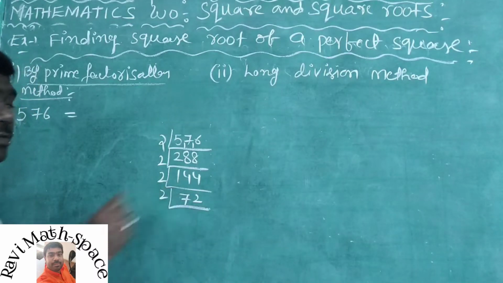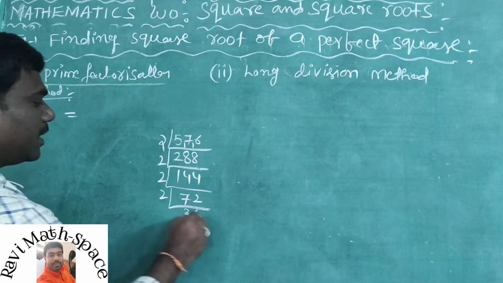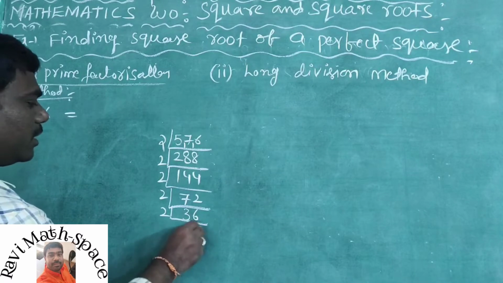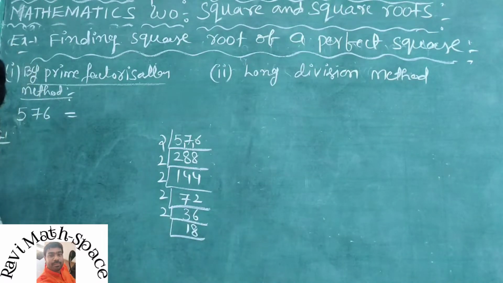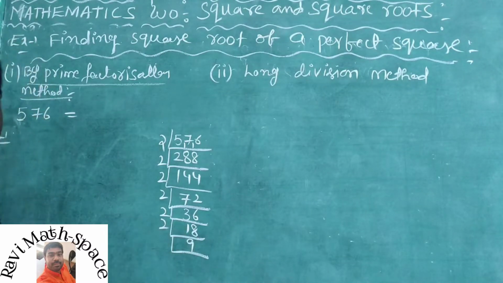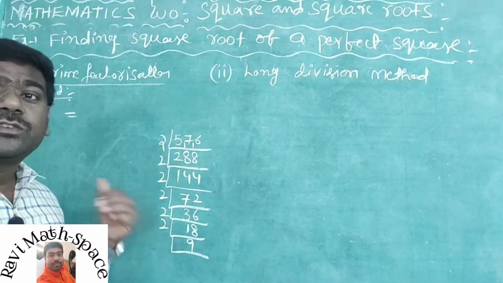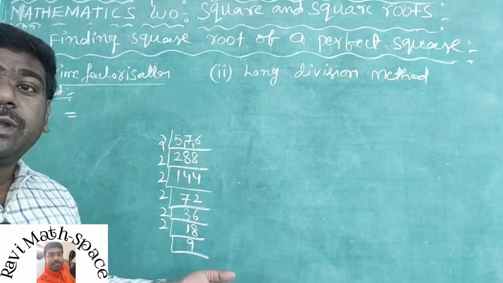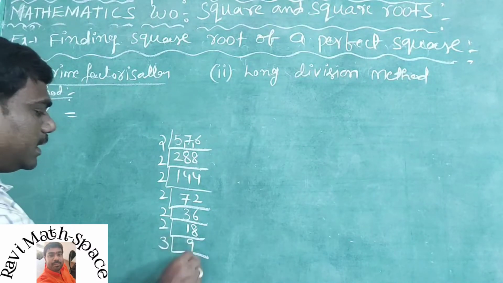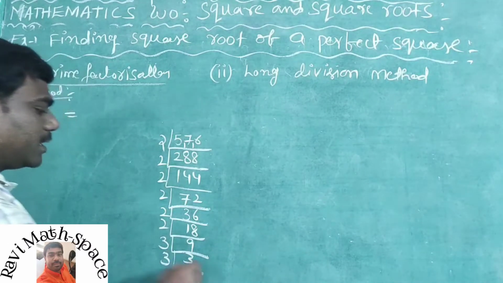Again 72 is divisible by 2 only, giving 36. Again 36 is divisible by 2, giving 18. Again 18 is divisible by 2, giving 9. Again, is 9 divisible by 2 or not? No, 9 is not divisible by 2 exactly. Then we should take the next smallest prime number, that is 3. 9 is divisible by 3, so 3 threes are 9, and finally 3 ones are 3. At last we got 1.